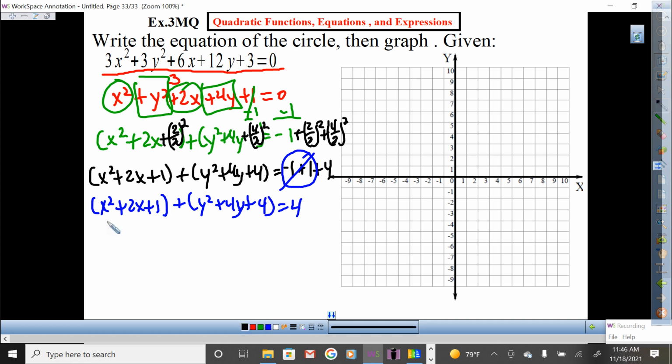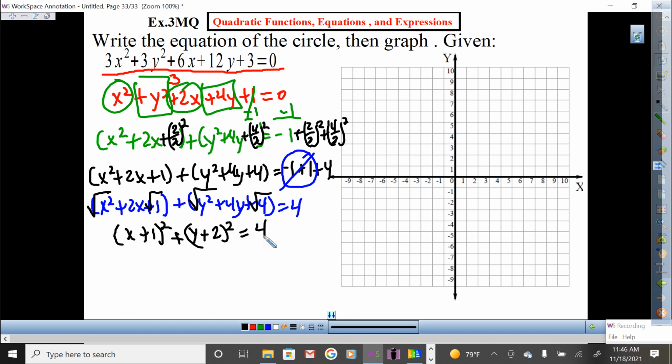Continue, Philip. What do I do next? Factor, yeah. So how do I factor? Just keep your mental way, square that, and then square the opposite. So what do we get? Yeah, x plus 1 squared. If we do the same to this, what do we get over here? Y plus 2 squared. And all that equal to 4.